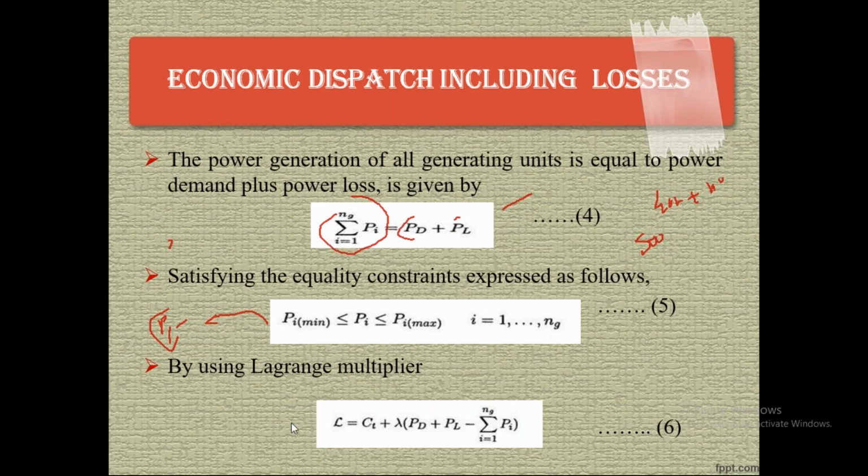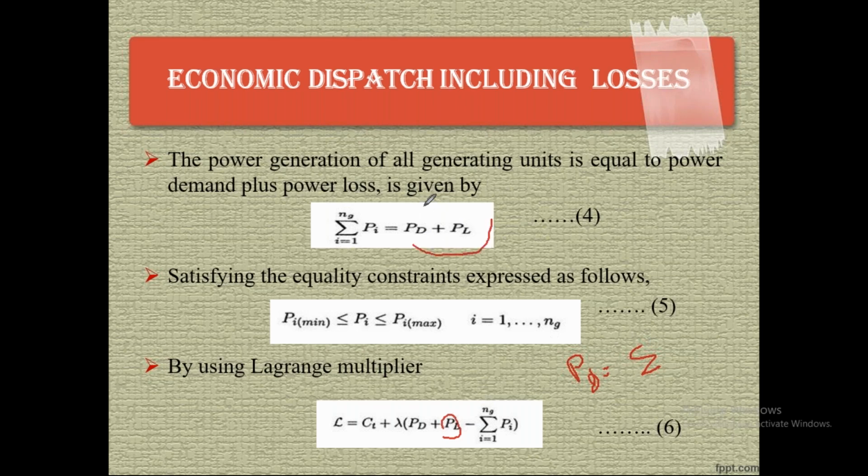Now, by using the Lagrange multiplier. This formula we already saw in the last derivation, which did not include the transmission losses. The difference is that there we did not consider the term Pl. In that case, the power balance equation is that the power demand equals the generation. This is called the energy balance equation when not including the transmission losses. But in this case, we are considering the transmission losses, so the balance equation becomes like this.